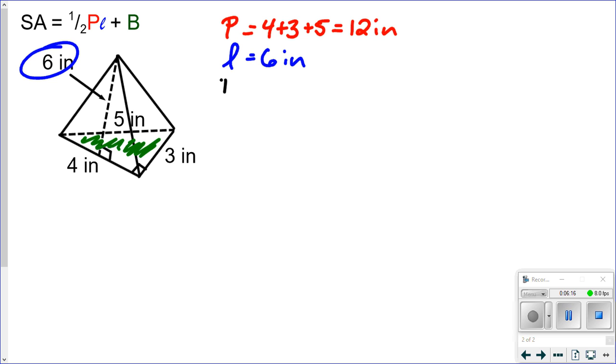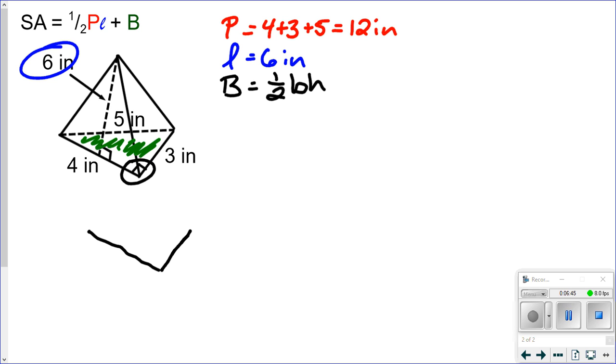And our last piece, big B, remember for a triangle, it's 1/2 base times height. And the base and the height are always connected with a right angle. So here's the right angle that's connecting 4 and 3. Sometimes my students get confused and they look at this right angle and they use 4 and 5 or 4 and 6 because this line is 6. But remember, what you're looking at when you get to big B is you're just focused on this triangle.